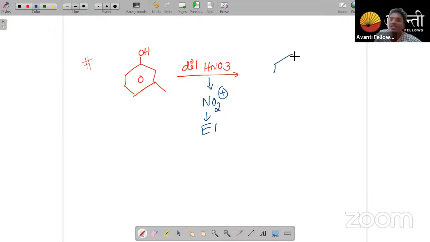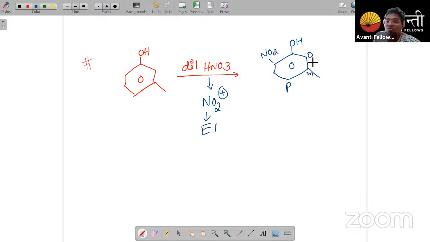At the end, the product will be an ortho-adding product, and simultaneously we are not doing anything with the methyl group at the meta position. We know this is the ortho position, this is the meta position and the para position.